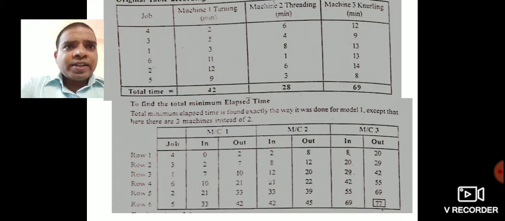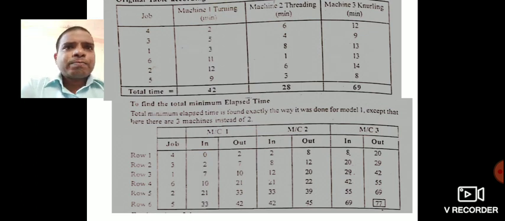Similarly, job 3 enters machine 1 after the completion of the 4th job, so in time is 2 and the processing time is 5, so 2 plus 5 is 7. Next it enters machine 2 after the completion of job 4, that is 8, and the processing duration is 4, so 8 plus 4 is 12. Now for machine 3, 20 plus 9 is 29. Similarly, do it for all the jobs 1, 6, 2, 5. Then you will get the total minimum elapsed time, that is 77.